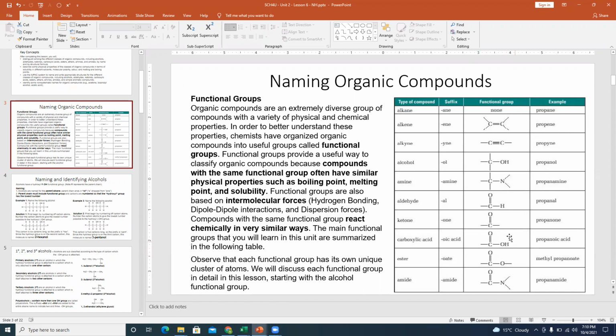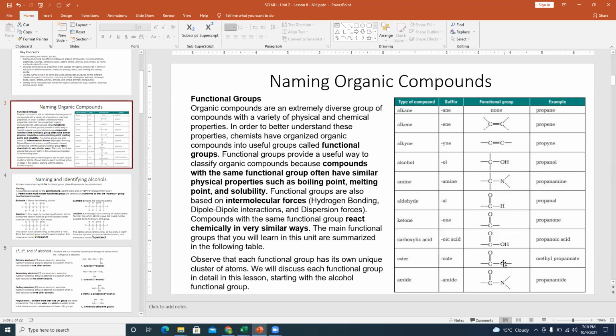Carboxylic acid group, where you have this COOH. It's always at one end of the molecule and it gets the ending oic acid, whatever it is: methanoic acid, ethanoic acid, propanoic acid. Esters, where you have this COO, but instead of an OH, there's something else continuing on this side, just like on this side. So this is very similar to a carboxylic acid, but instead of being a COOH, it's a COO, and the molecule continues. So this is an ester.